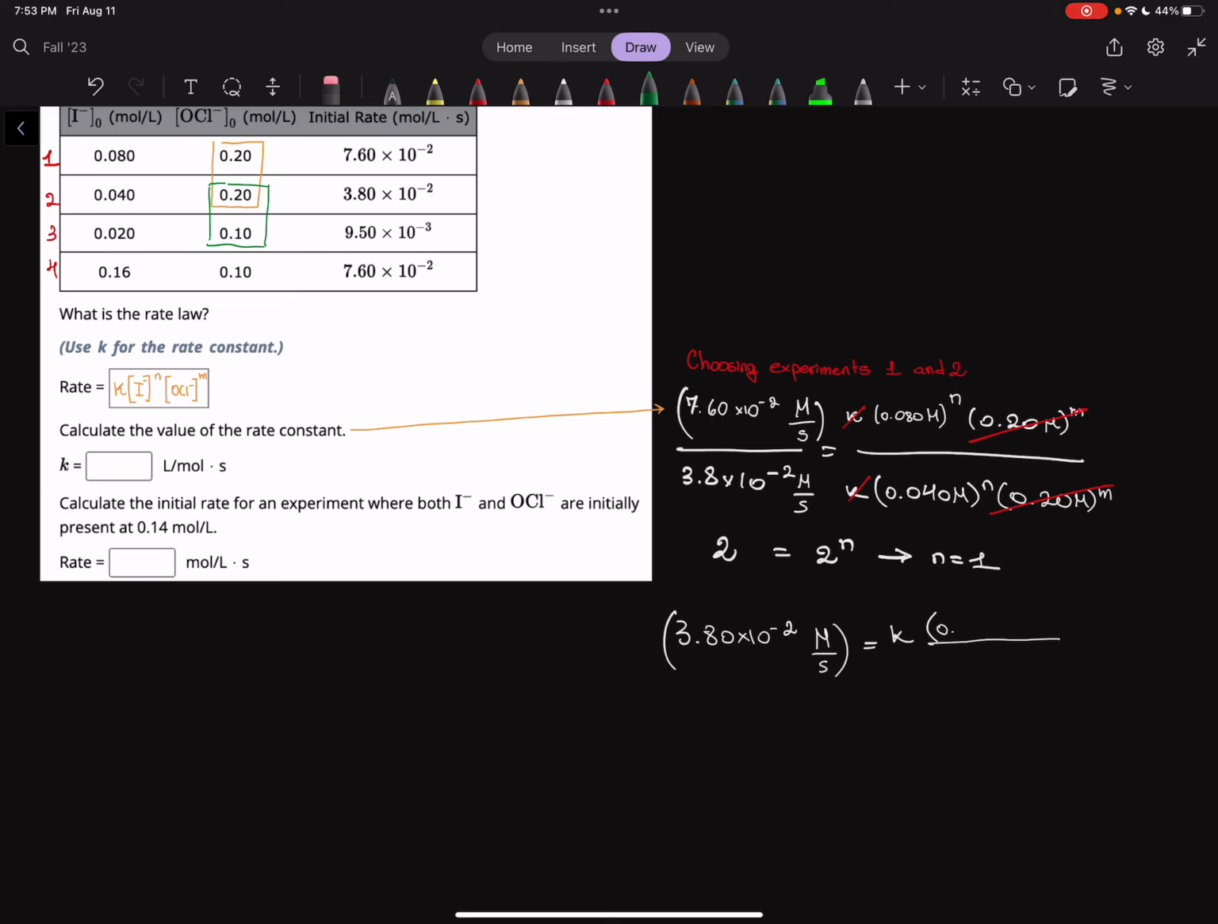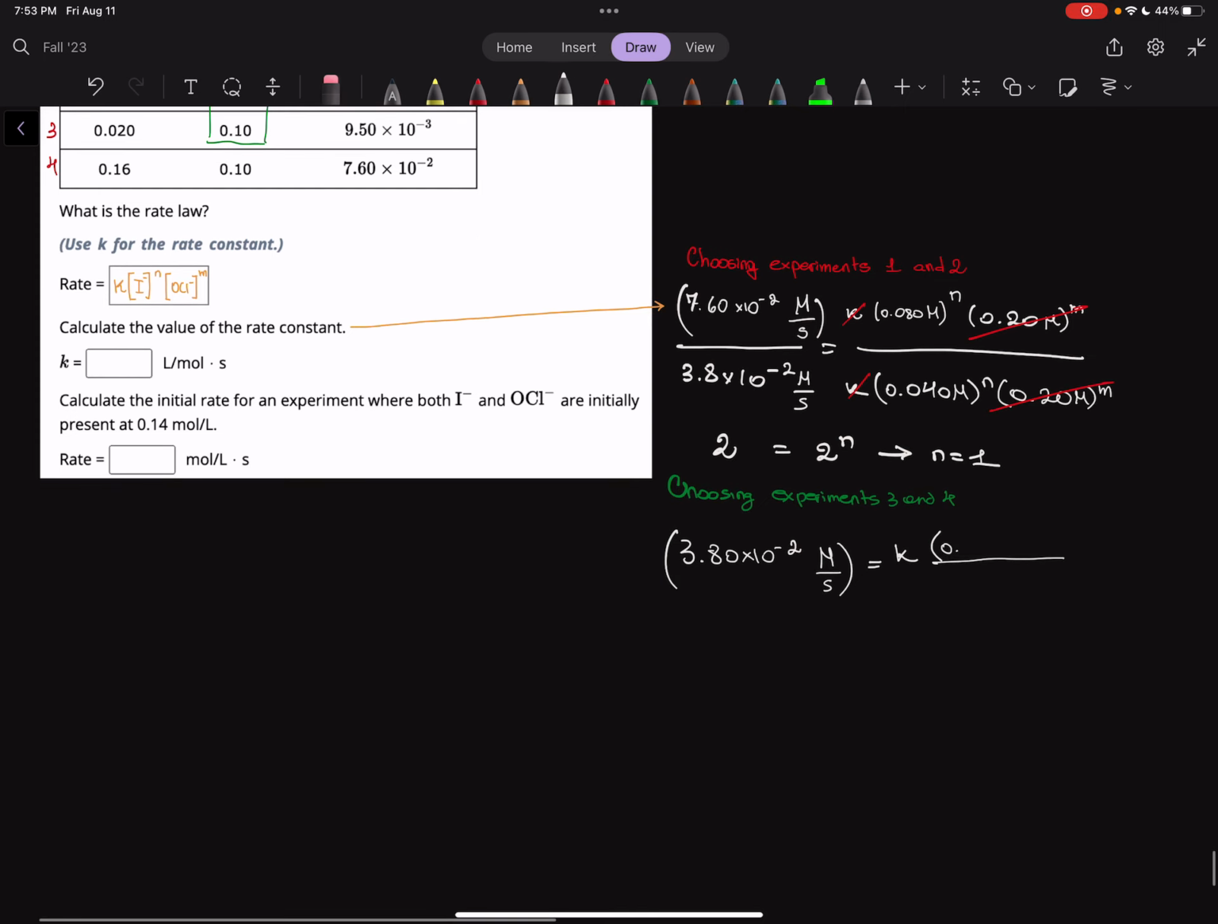So we're choosing experiments 3 and 4. We're moving this. So we're going to move this down just a little bit. And this right here. So now what are we going to do?